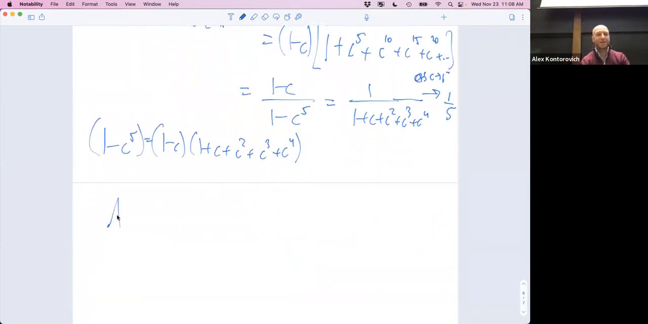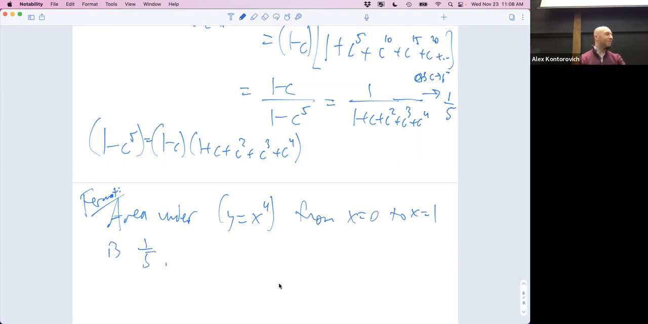Okay, so this is what Fermat understands. Fermat tells us that the area under the graph of y equals x to the 4th, from x equals 0 to x equals 1, is 1/5. Exactly. We said the area can't be less than 1/5, and the area can't be more than 1/5. It's got no other choice. Does that make sense? So this was all well before Newton, Leibniz, and those guys.